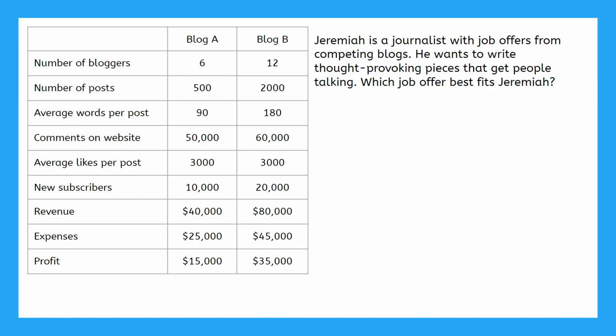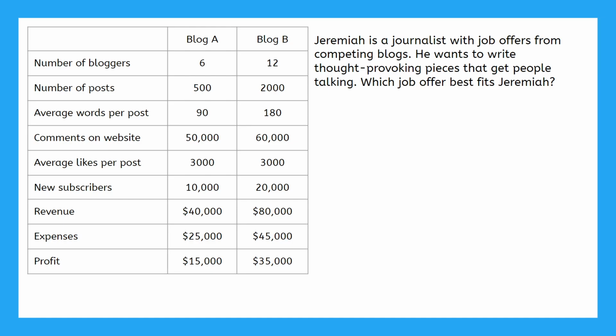So let's look at a different sort of problem. Jeremiah is a journalist with job offers from competing blogs. He wants to write thought-provoking pieces that get people talking. Which job offer best fits Jeremiah? So this time we aren't just picking out which ratio to use. We actually need to use the information to decide which job offer Jeremiah should choose.